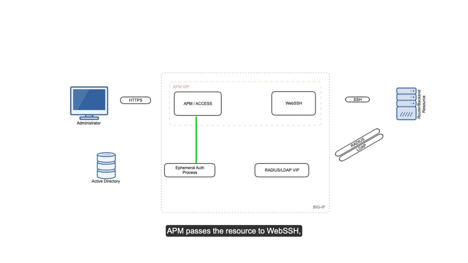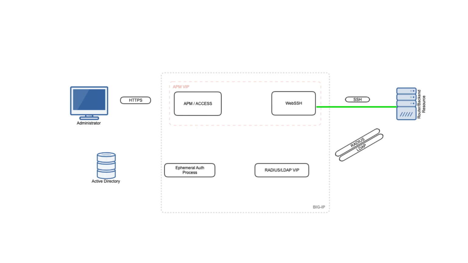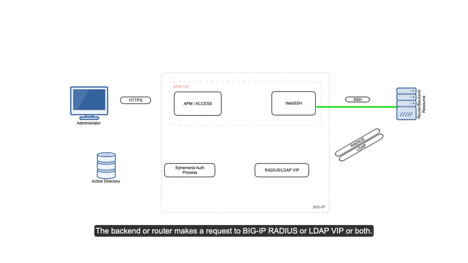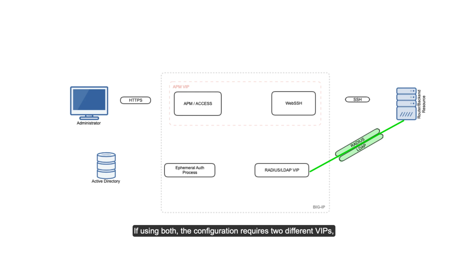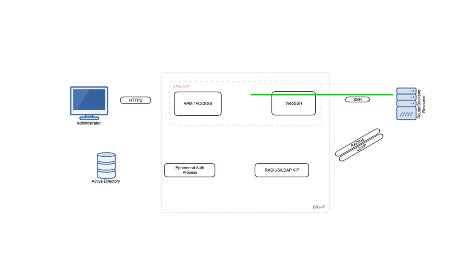APM passes the resource to WebSSH. SSH makes a request to the backend or router using a dedicated VIP. The backend or router makes a request to BIG-IP RADIUS or LDAP VIP or both. If using both, the configuration requires two different VIPs, a RADIUS VIP and an LDAP VIP. The LDAP server will verify the ephemeral password, returning a successful or failure response. The SSH session will be established or denied based on the outcome of the returned response.